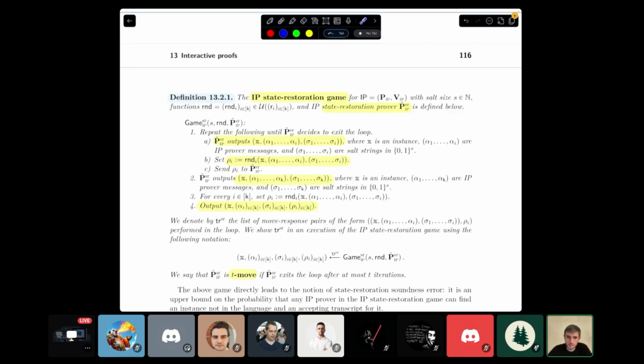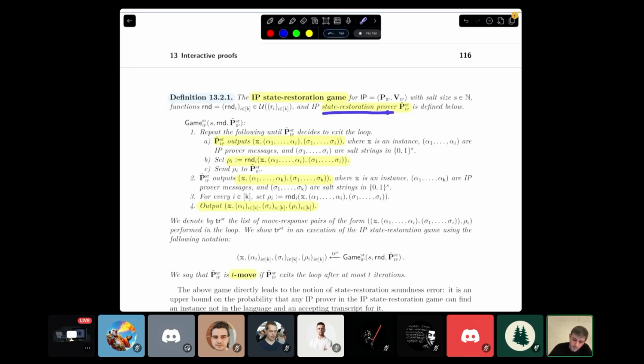Okay, so let's look at the formal definition of state restoration soundness. So, state restoration game for interactive proof with salt size S and random functions. Remember, this notation means that we sample a random function for every round. We have k rounds, and the length of the input is going to be R.